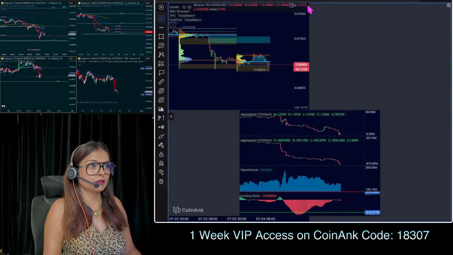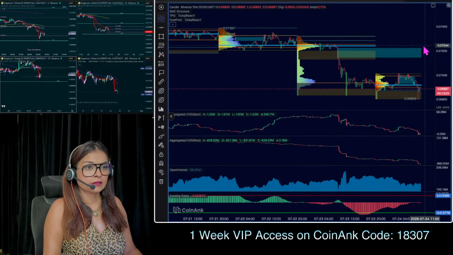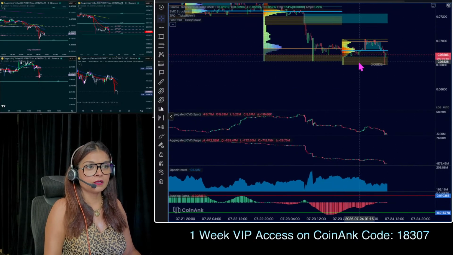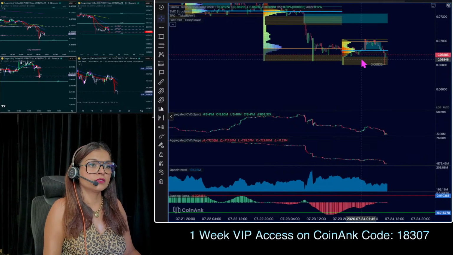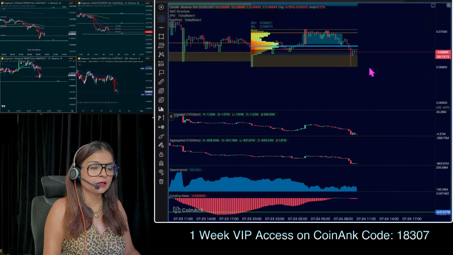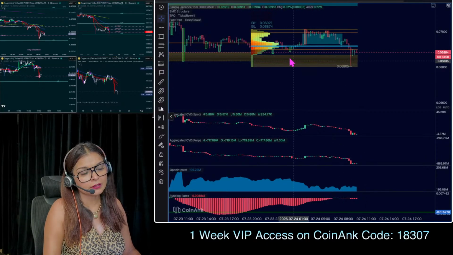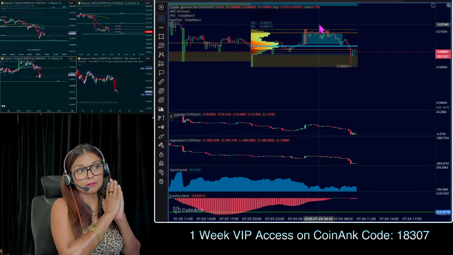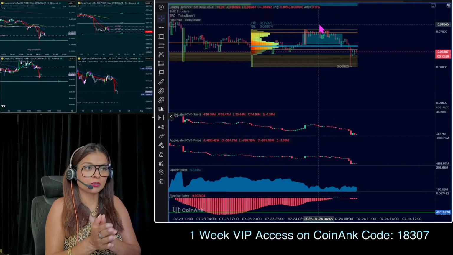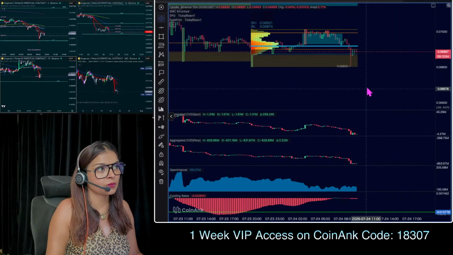So what do we look at? Let's look at the TPO profile. We have a nice set of single prints. So this is the support area. This is your buy tail, so a lot of buying will go in here. What I like to see also is that an order block gets created on the buy tail area or on the sell tail. A bearish order block will get created on the sell tail, and a bullish order block will get created on the buy tail. And I like to look for that as well before I enter.